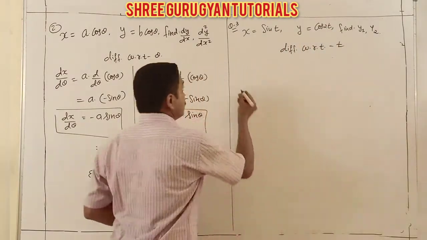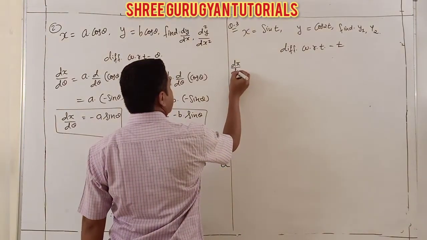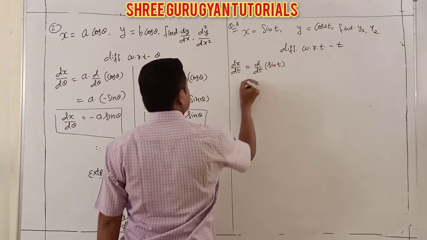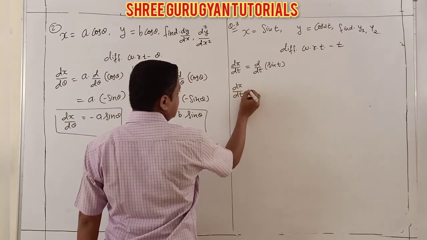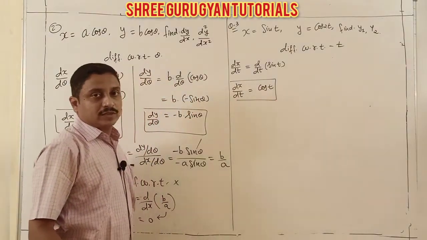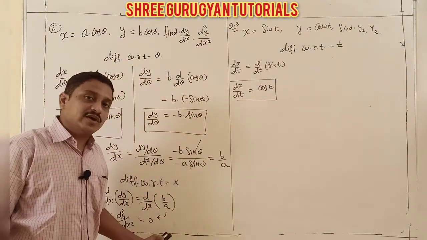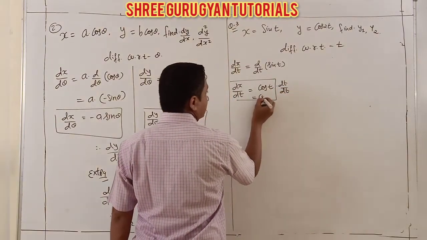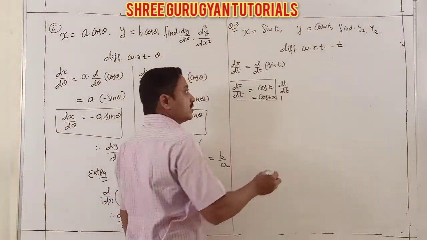So, start now. dx by dt is d by dt of sin t. It's a very easy process. What is the derivative of sin t? It is cos t. And the derivative of t with respect to t is 1, so we just write dt by dt, which is 1.